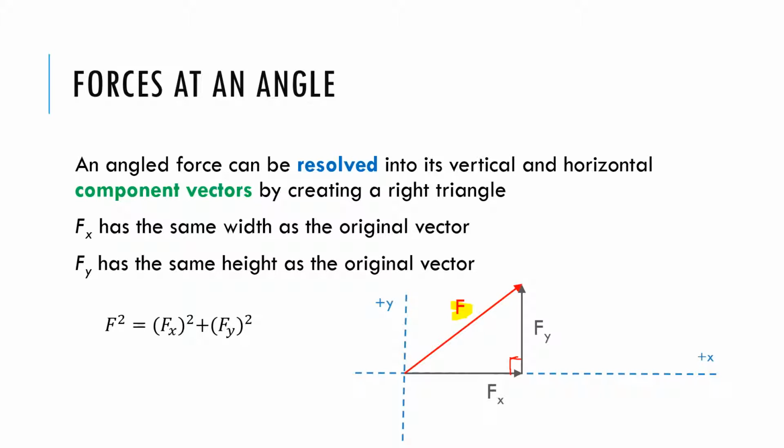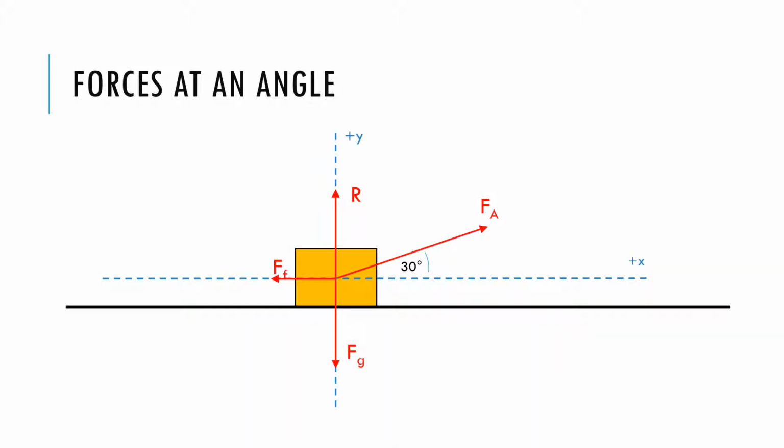One thing I can do is use the Pythagorean theorem. I have a right triangle, so I can do a squared plus b squared equals c squared. But what we can also do is some trigonometry, and that's what we're going to look at here.